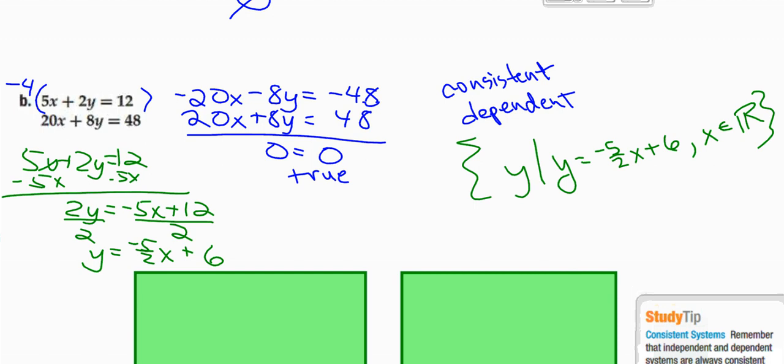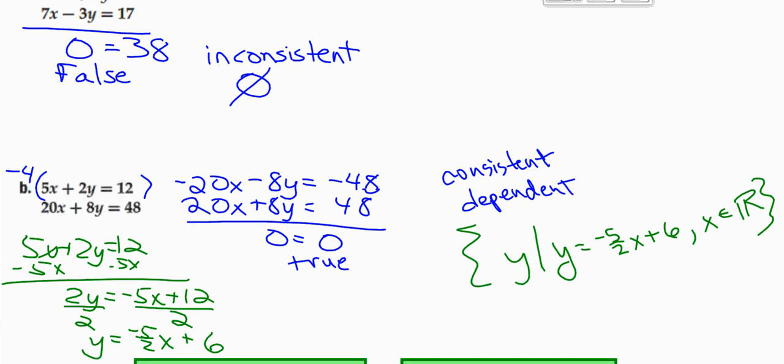Wait, say that again. Wait, consistent and dependent, you need it. Oh, the other one you get an XY ordered pair. This is it. No, this is all one problem. That's one of those equations.